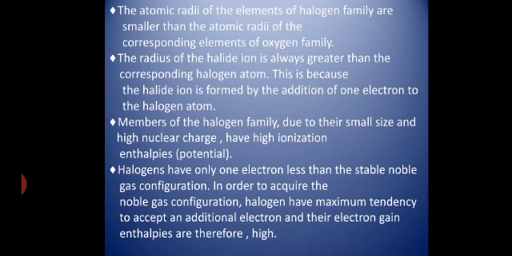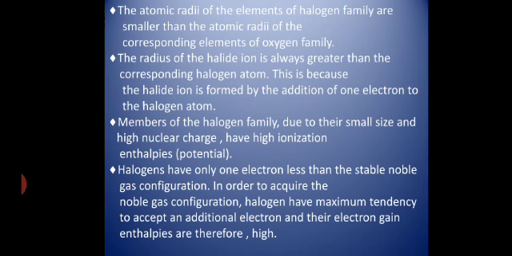Got it? So after the alkali metals, halogens constitute the most homogeneous group in the periodic table. It can come in a short question that halogens form the most homogeneous group after the alkali metals, which means the properties remain almost the same.